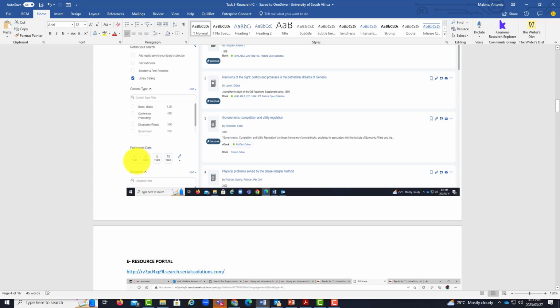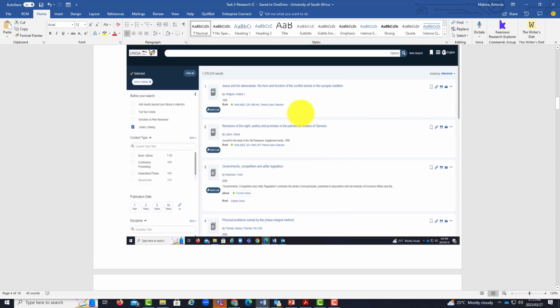And then the other part is you can also identify by publication date. That is, do you want articles that have been published within a year, within 3 years, within 5 years, within 10 years, and so on. And lastly, you can also put in just your discipline, and the title from that discipline.